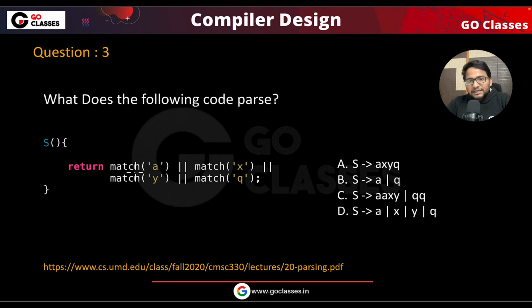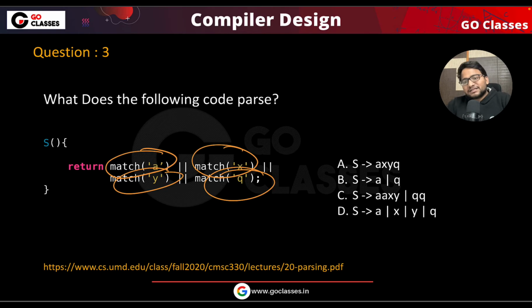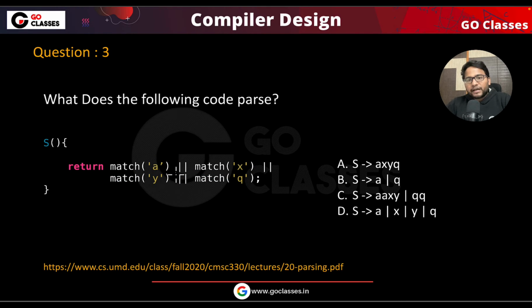Now let's see this question number 3, which is little variation of question number 2. Now they are saying match A or match X or match Y or match Q. Now can you tell me what is the answer? This is A, X, Y, Q, and it is saying either this or this or this or this, and in the same order. Which means first it will try A, then X, then Y, and then Q. Okay. So that is why D is the correct answer here.